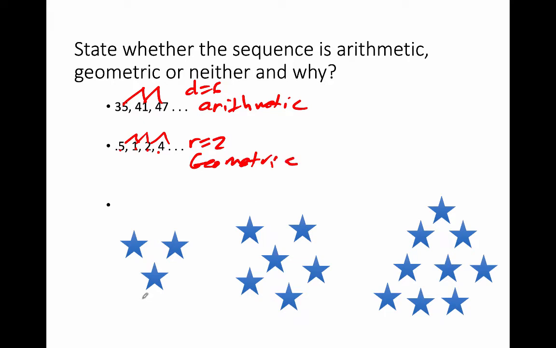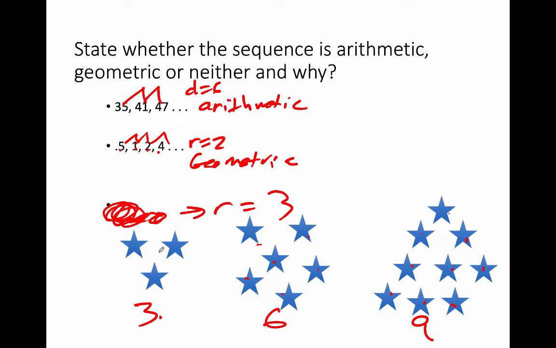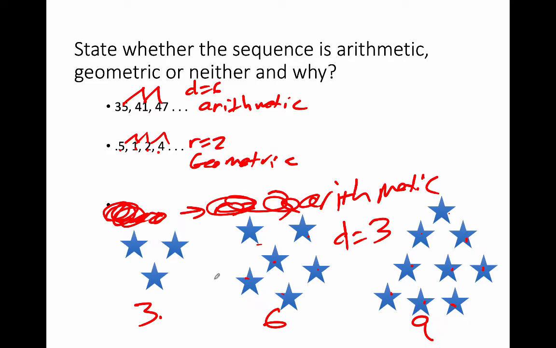And then I've got 3 stars, 6 stars, 9 stars. So the stars are geometric, and we have an r of 3. Again, oh, wait, that's not geometric. What am I saying? I felt like it was times 3, but it's really arithmetic, because we just added. It's plus 3, so the common difference is 3.